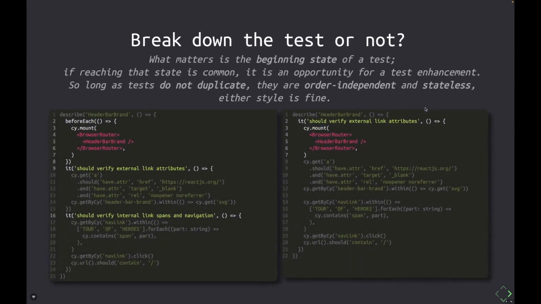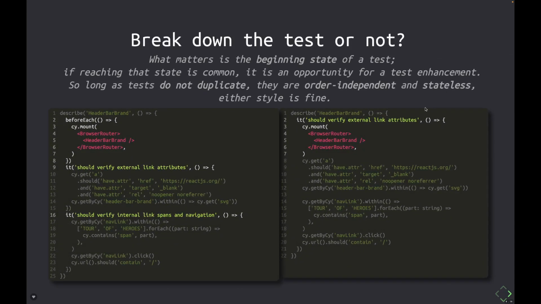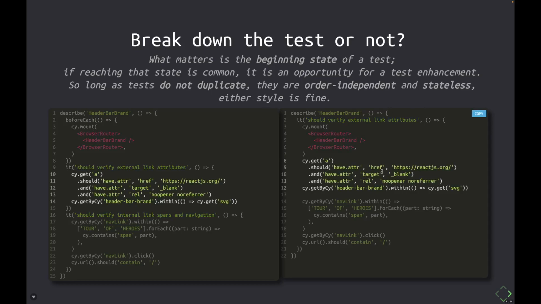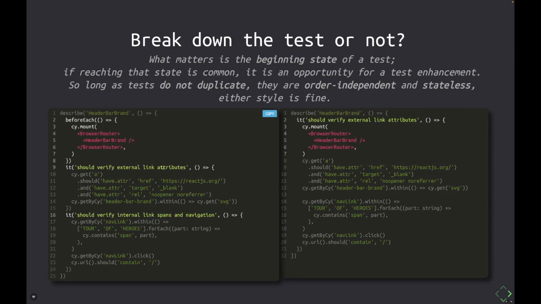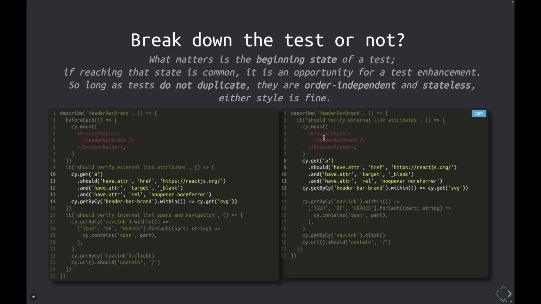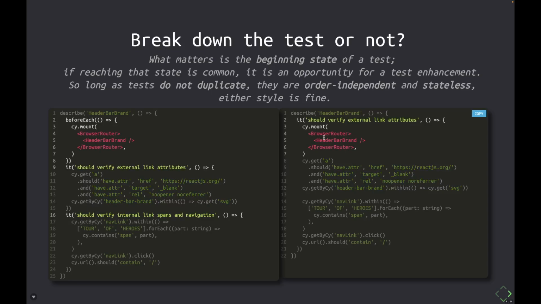The question comes up, should we break down the test or not? On the left and right, it's the same exact test doing the same thing. Left side breaks it down. Right side just does one flow. What matters is the beginning state of a test. If reaching this state is common, then in my opinion, the right side, an opportunity for a test enhancement is stronger. I prefer the example on the right. So long as tests don't duplicate though, they're order independent and stateless, either side is fine.